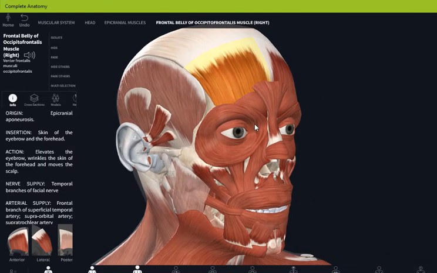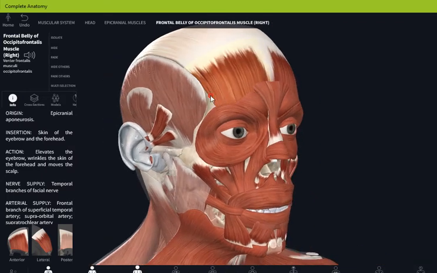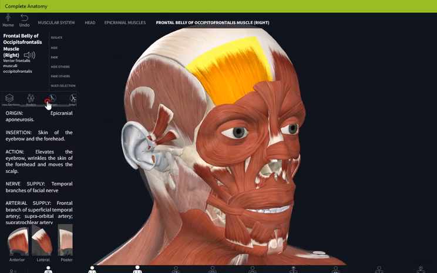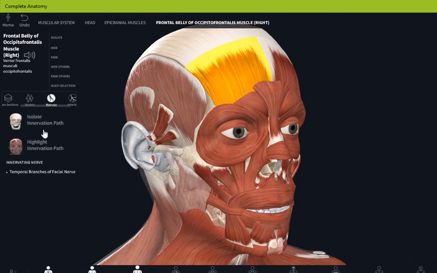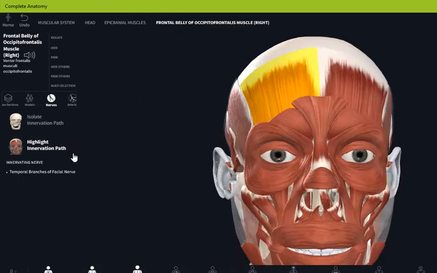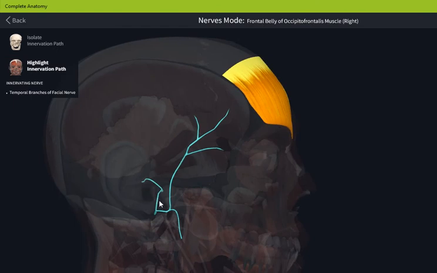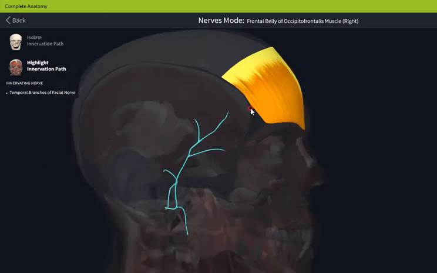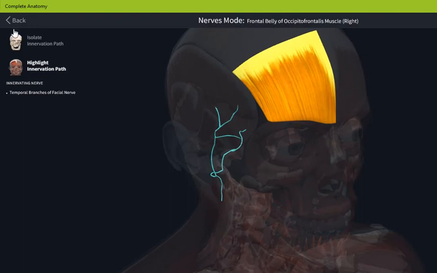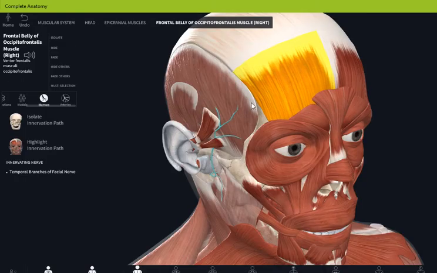Now let's see a model which shows the nerve supply to the facial muscle. We see that the nervous supply will be as such. It comes from the facial nerve, and this branch of the facial nerve is the temporal branch to the frontalis muscle.